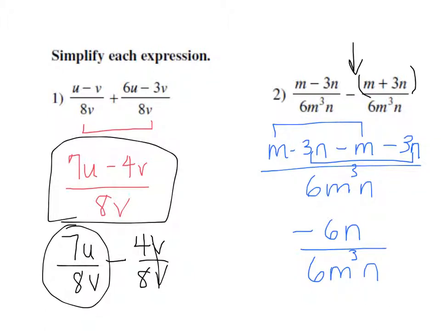Now, this minus right here is not between anything. It just means negative 6. So this can be reduced because there's multiplication between every single one of these. So the n over n is a form of 1. The 6 over 6 is a form of 1. So I would have negative 1 over m to the third, and that's how you would simplify that one.